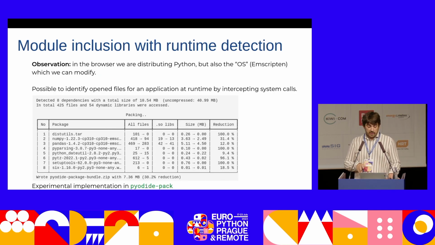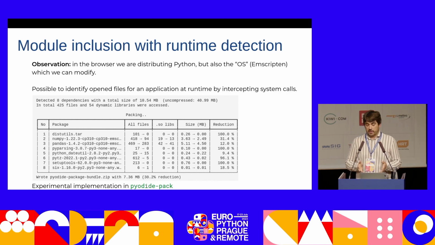The specificity of the browser, however, is that we are essentially not only shipping Python, we're also shipping the OS. Emscripten provides all the OS layer, let's say, which we can relatively easily modify. So in particular, it's possible to intercept all the file opens, all the files that were being opened in an application, and only keep those. This is what is done, for instance, in the Pyodide project.